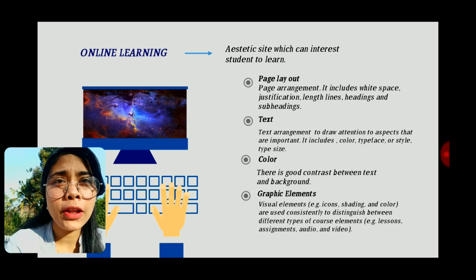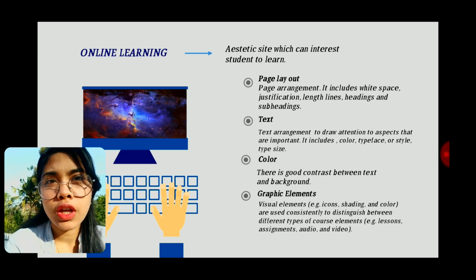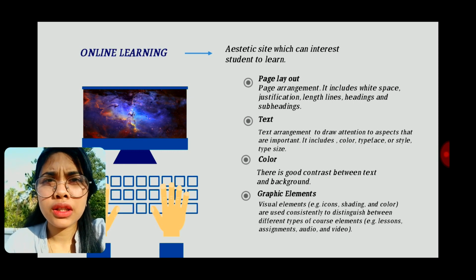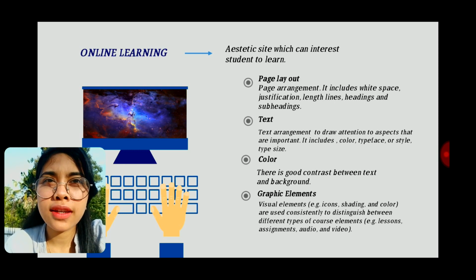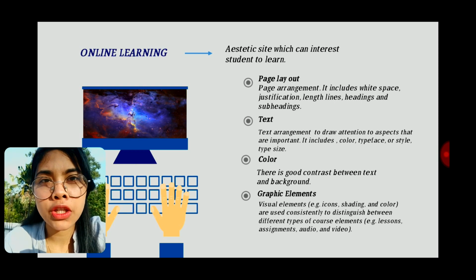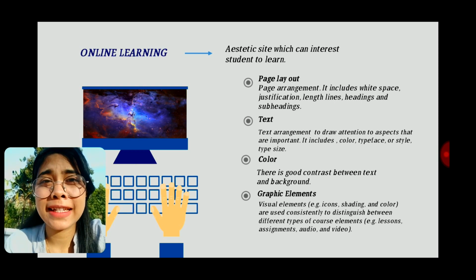The next is color. There should be a good contrast between the text and background. Of course, the background and text should be balanced. Don't make the text and background the same color. Use different colors to make the text easier for the reader to see.